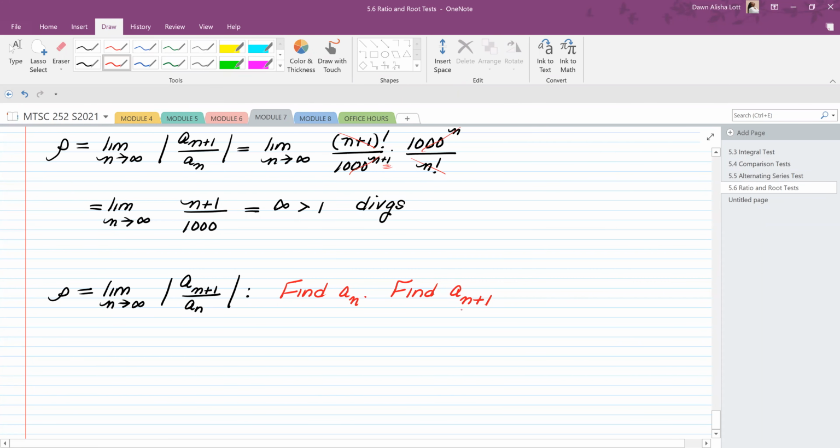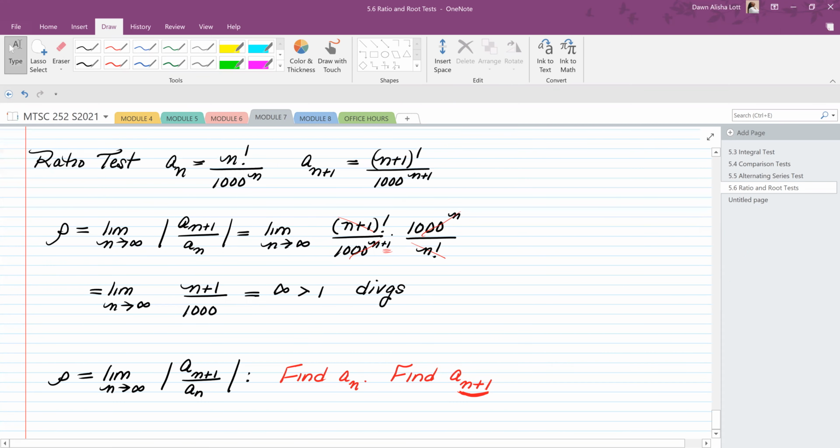The n plus 1 comes from this term right here. So this first thing, this is a_(n+1). That is a_(n+1). And then I divide it by a_n. So this is division by a_n. Okay, any questions?